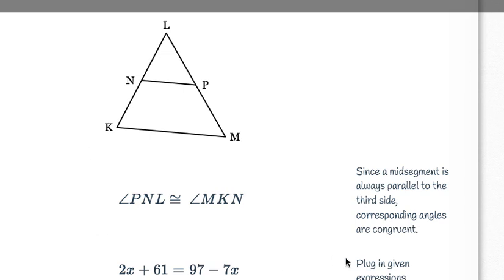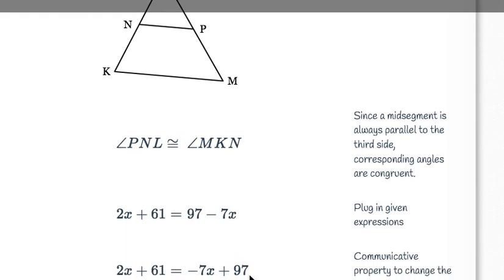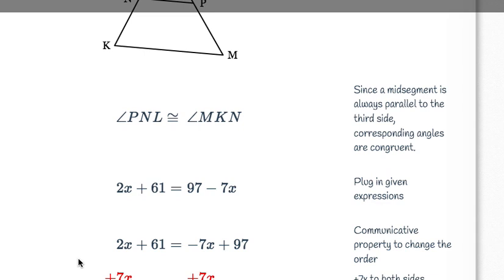So what they did is they plugged in the expressions 2x plus 61, which was angle PNL, equal to angle MKN, which was 97 minus 7x. And then from here, it's just algebra to solve. We take these, we reorder them so that we're adding the 7x to both sides.